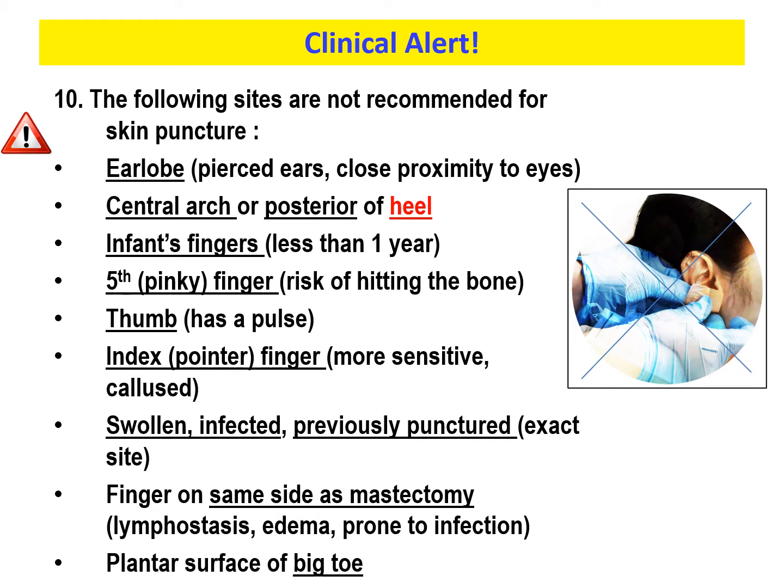And then we want to try to stay away from fingers or arms on that same side as a mastectomy, right? If they have any, because if they've had lymph nodes removed, they have more of a stasis of that lymph. They can have swelling. They're more prone to infection, right? And we never use the plantar surface of the big toe. These are just never done things, right? So make sure that you understand these, okay?